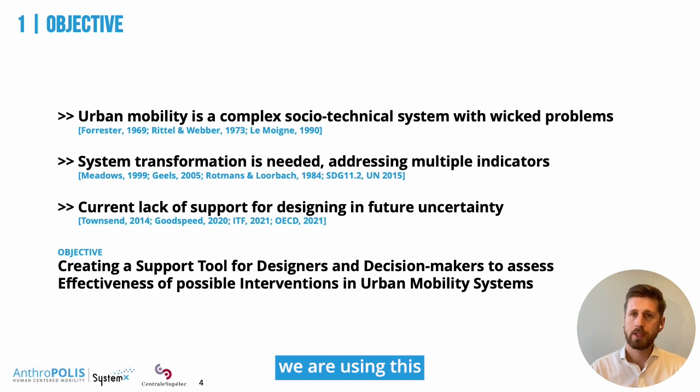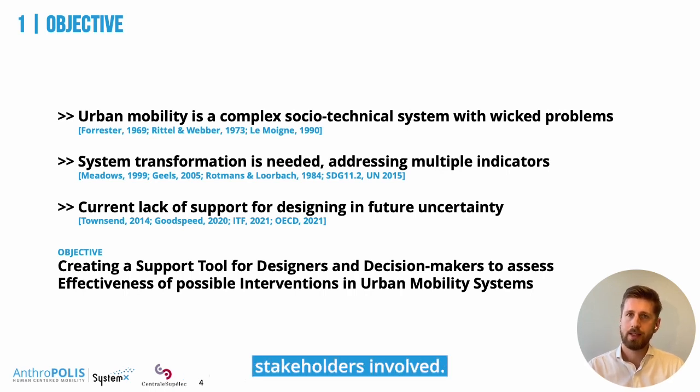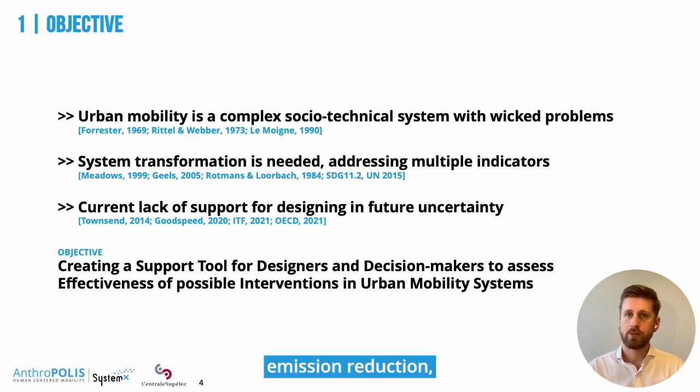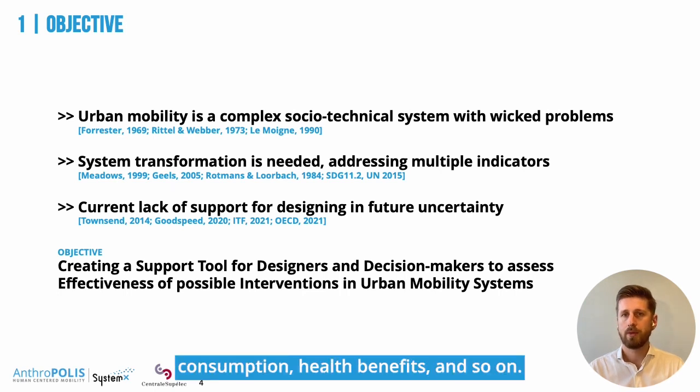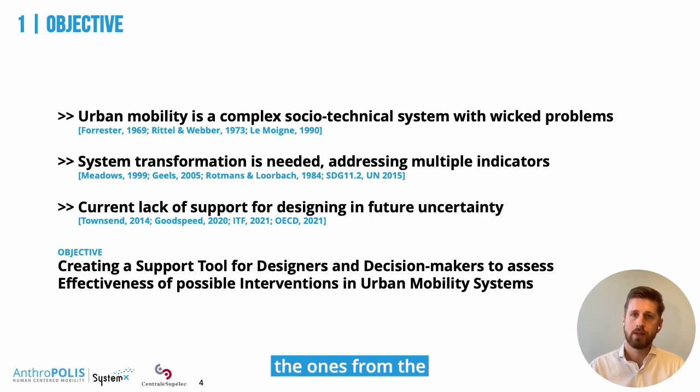First, we are using this in the context of urban mobility, and we see urban mobility as a complex social-technical system which has a lot of wicked problems, referring to problems which don't have one singular solution and which have a lot of different stakeholders involved. In this case, we require systemic transformation, for example, regarding environmental impacts, social impacts, and accessibility, and so on. And this is not just one indicator, such as greenhouse gas emission reduction, but also energy consumption, health benefits, and so on.